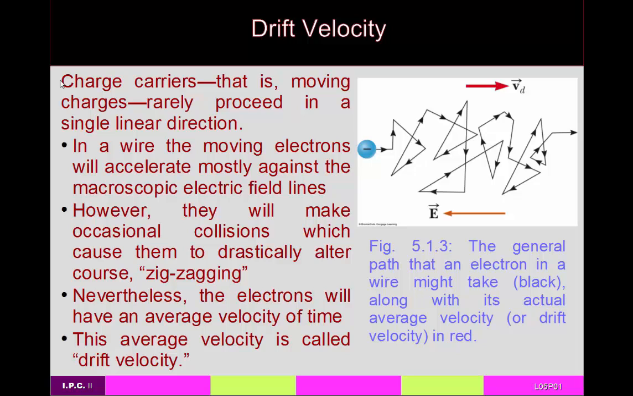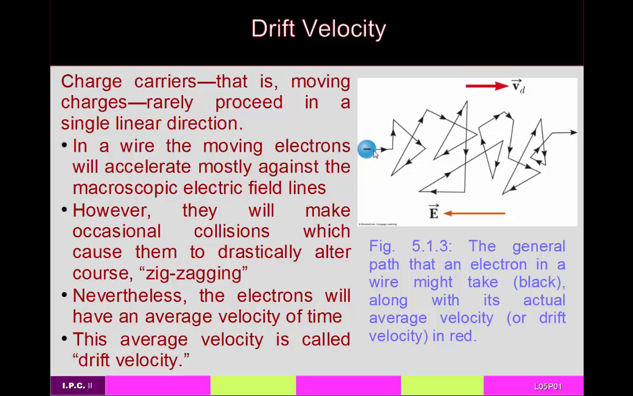The next thing that I want to talk about in this is what's called drift velocity. Drift velocity is a sort of averaged velocity for an individual particle. And what you see here in this diagram is here's an electron, here's the electric field direction. The electron doesn't just move in a straight line against the electric field. It doesn't just accelerate in a straight line against the electric field, for that matter.